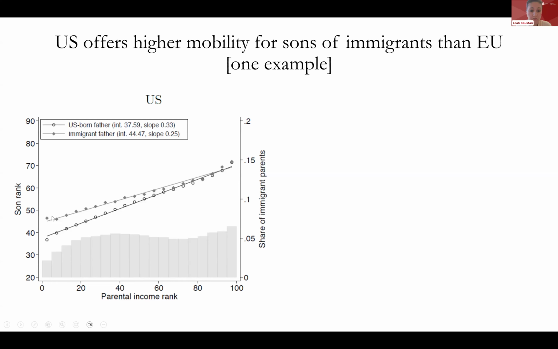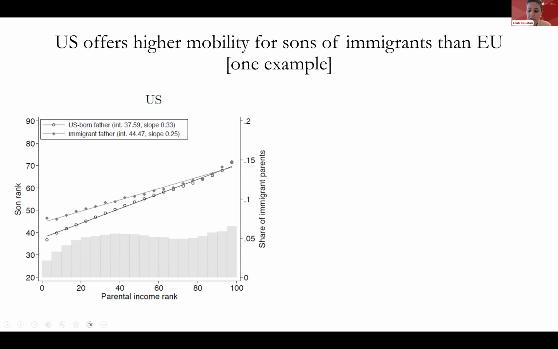But what I want to call our attention to is the difference between the children of immigrant fathers in the closed diamonds relative to the children of US born fathers in the open circles. And we can see that all the way up to the 75th percentile, the sons of immigrant fathers are earning more than the sons of US born fathers. And so there is a child of immigrant premium in terms of upward mobility.